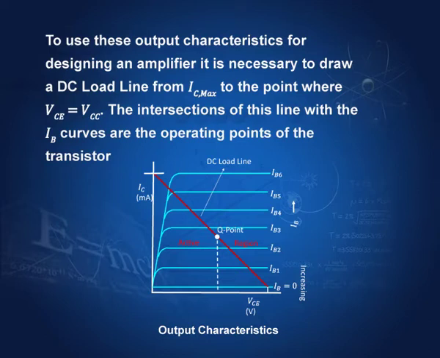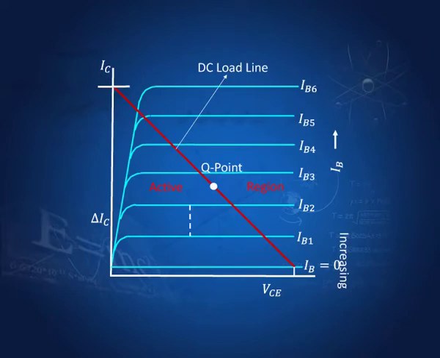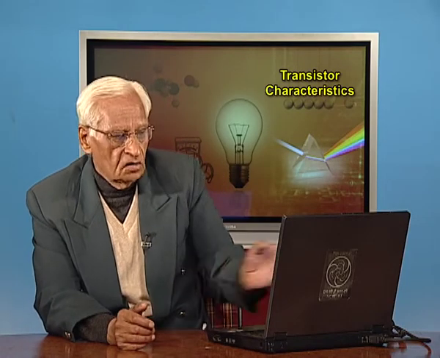So, that is the operative part, that from the output characteristics we draw this load line and choose the operating point somewhere in the middle, and the ratio of the change in the collector current to the change in the base current is called beta. This is the current gain, the ratio of how much change in the IB produces how much change in the IC. The change in the IC is much more than the change in IB, and this ratio is called beta, the current gain of the transistor.